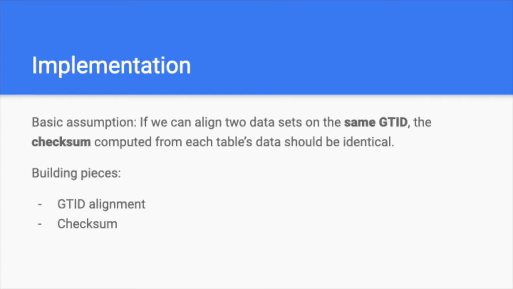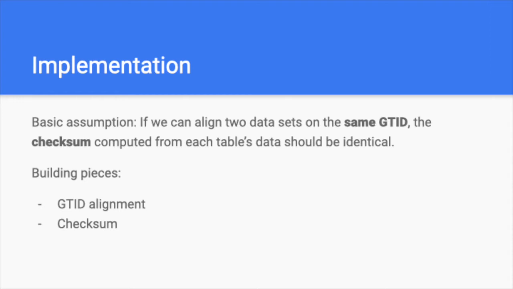So now that we're clear about the terminologies, next is how do we check consistency? All the consistency check tooling was built on top of this assumption: if we can align 2 different logical data sets on the same GTID, which represents the state of the data set, then they are in the same state. Then we would assume the checksum or the fingerprint value computed from those 2 data sets should be identical.